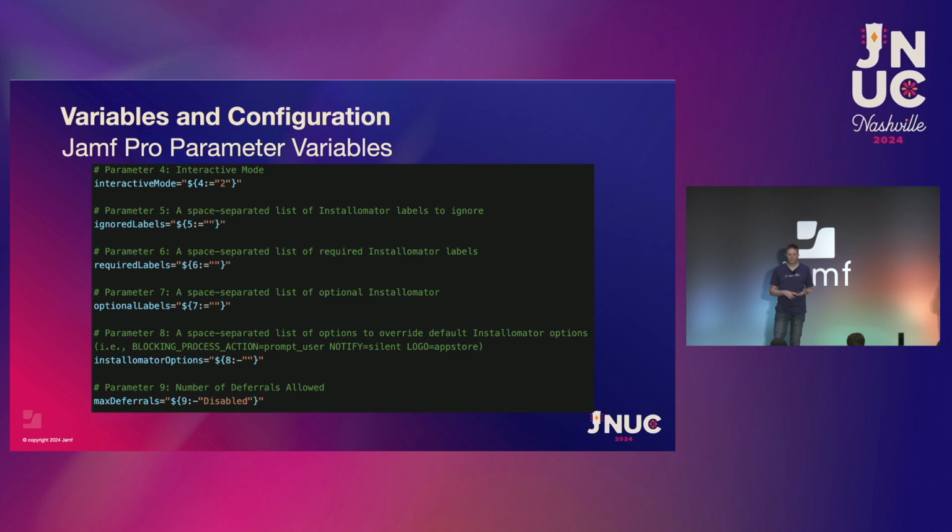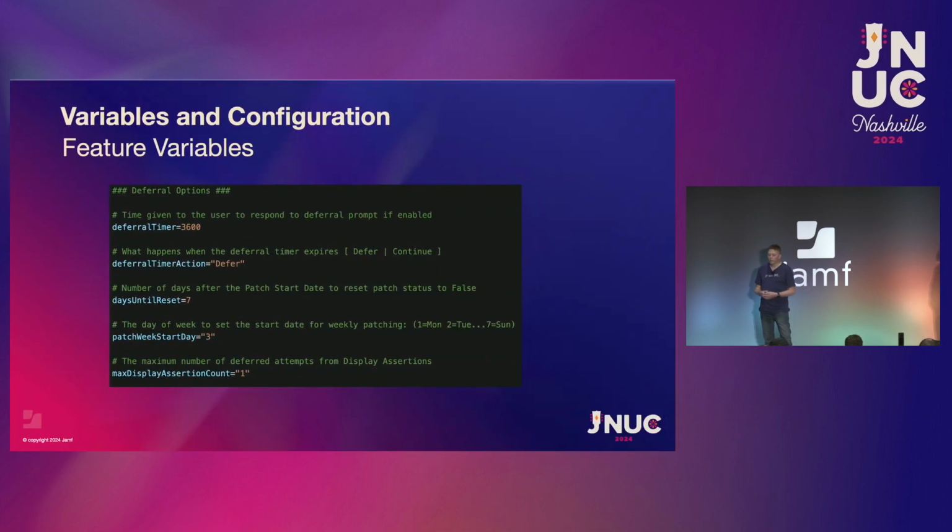Parameters 5, 6, and 7 are the 3 Installomator label categories for ignored, required, and optional. Parameter 8 allows for a separated list of options to override the default Installomator options, such as blocking process action and Installomator notifications. And then parameter 9 is for setting the deferral mode. The default is disabled, but setting it to any integer will enable the deferral mode and set the maximum number of deferrals that are allowed.